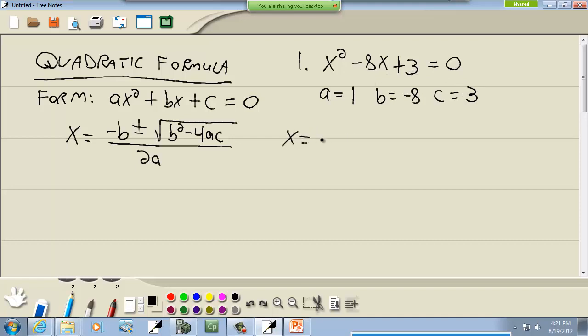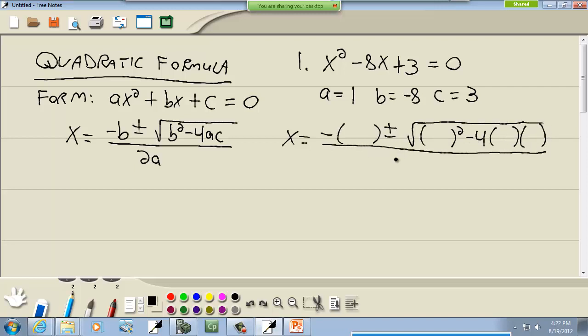Now, if you're just learning the quadratic formula, it's a good idea to go through and everywhere you have a variable, put in a set of parentheses. Everything else remains exactly as is. You just replace the variables with parentheses. Or if you mess up on signs, this is a really good thing to do. Now everything else remains the same: the negative, the squared, the minus 4, the 2 down below. Now everywhere we have a b, we'll put in negative 8. Everywhere we have an a, we'll put in 1. And everywhere we had a c, we'll put in 3.